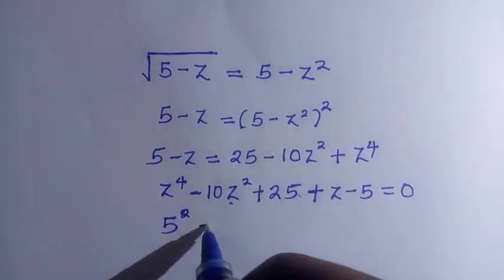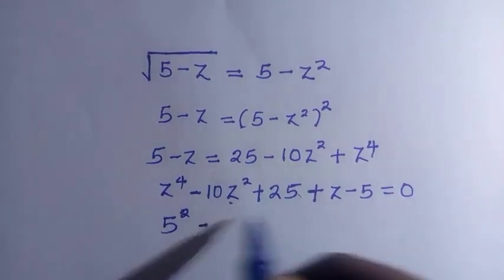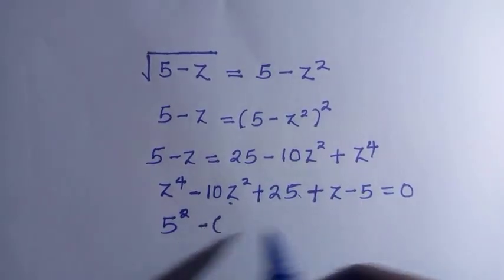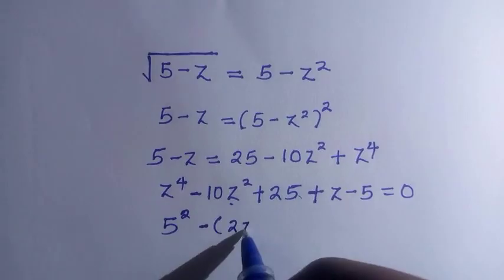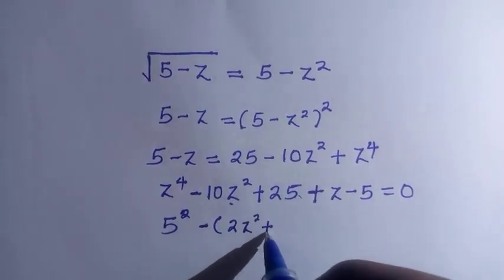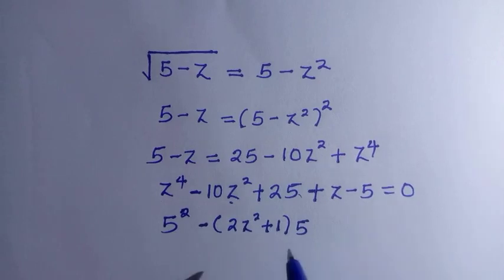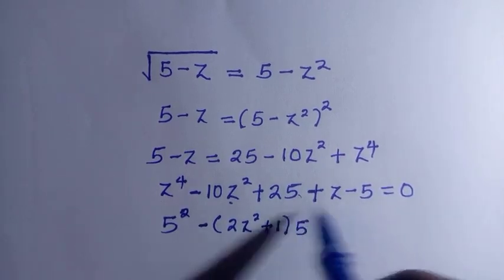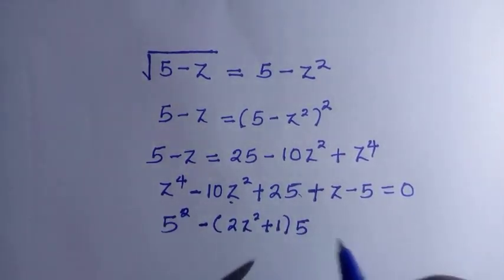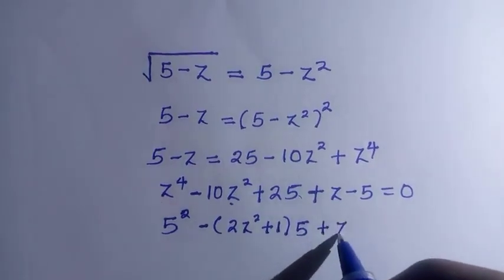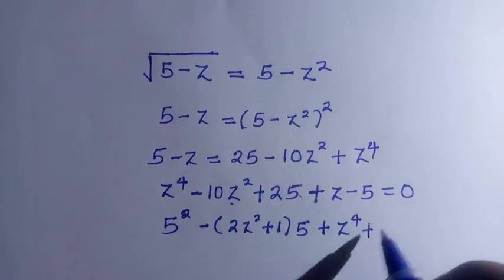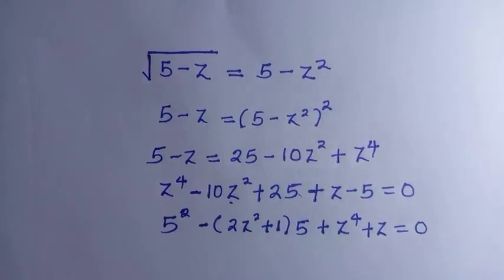So we have this as minus, when we factor out 5, in the parentheses we have 2z square plus 1, then 5 outside. Which means the only terms left are z and z raised to the power of 4, which comes with positive. We have z raised to the power of 4 plus z equals 0.